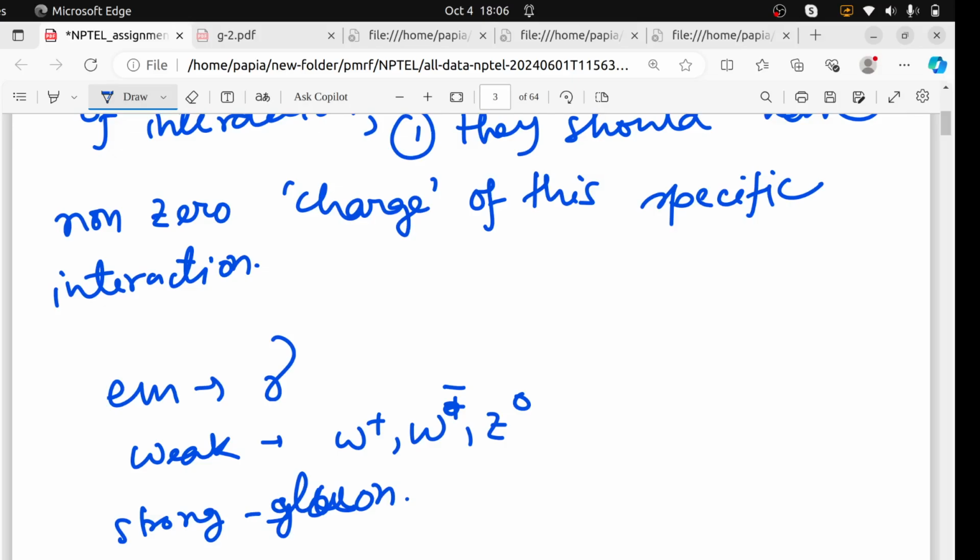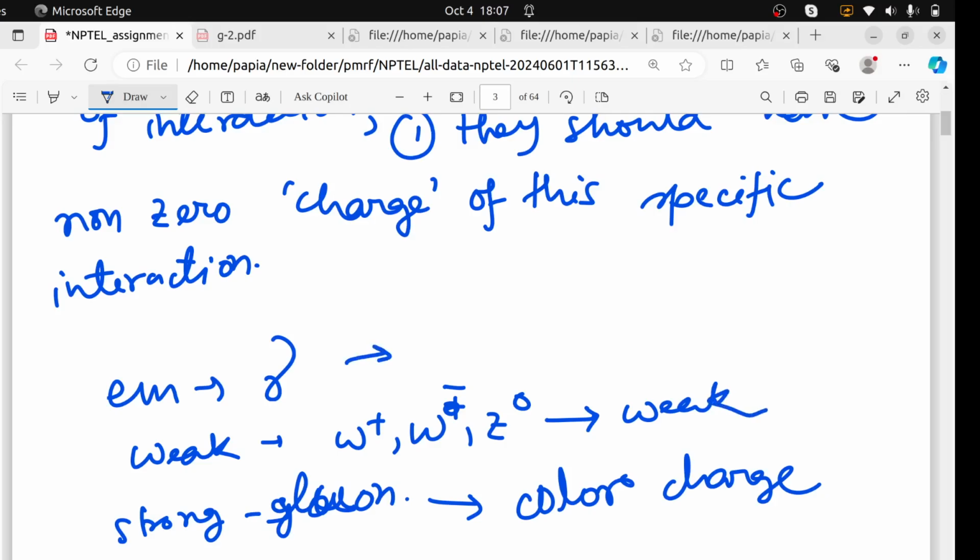These particles are the mediators of these three interactions, so we are not talking about these three right now. Gluon has color charge, this has weak charge, and this is the EM interaction. The photon is a neutral particle, so we can't say it has electric charge, but as the mediator of the electromagnetic interaction, gamma can take part in it. Other than these particles, anyone who wants to take part in a specific interaction must have a non-zero charge of that interaction.